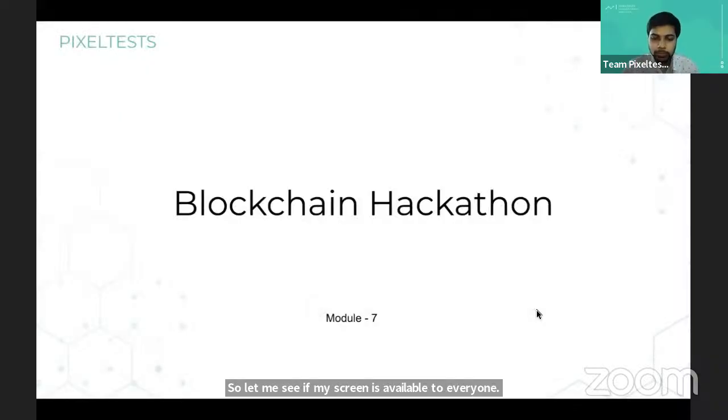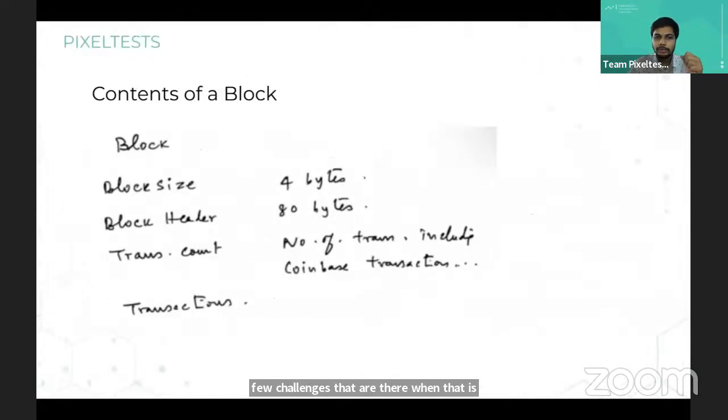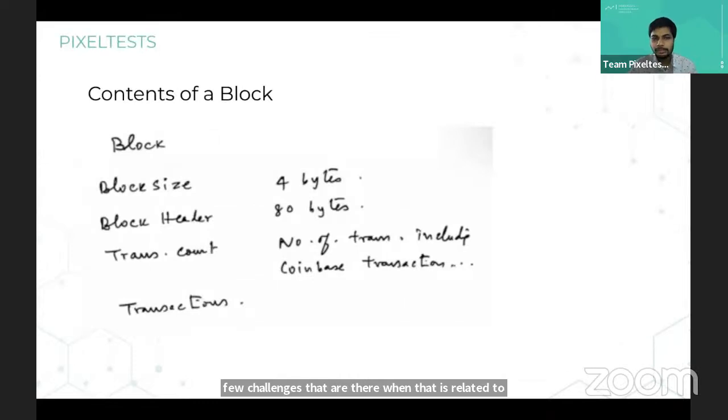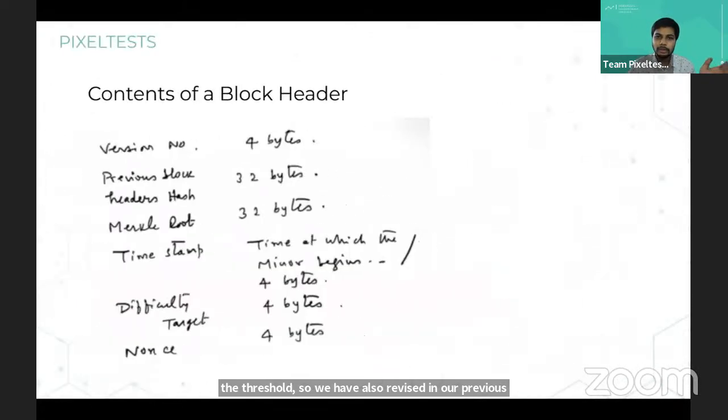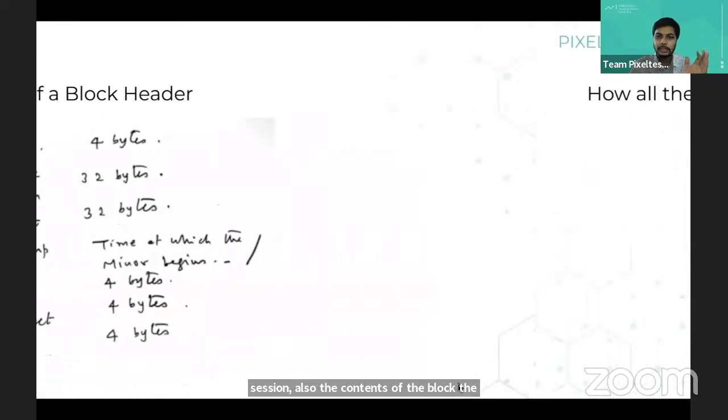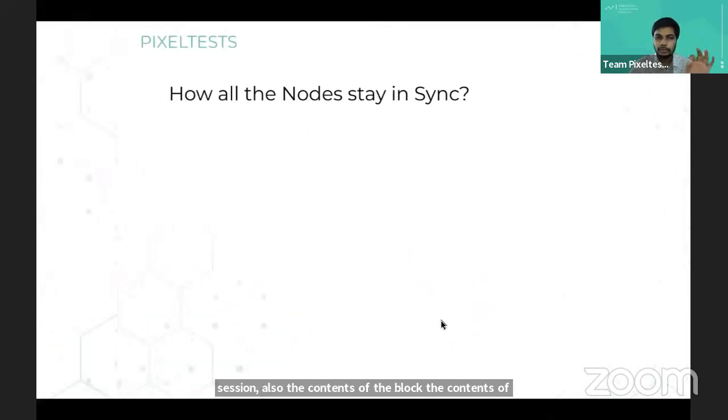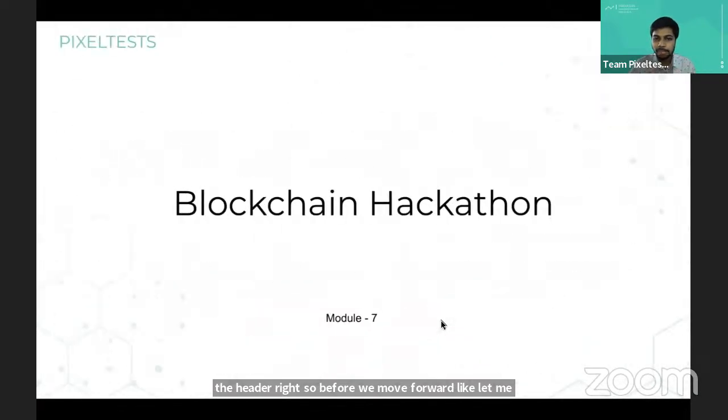Got it. So in this seventh module, we were looking at a few challenges related to the threshold. We have also revised in our previous session the contents of the block, the contents of the header. So before we move forward, let me set context for people who have recently joined.